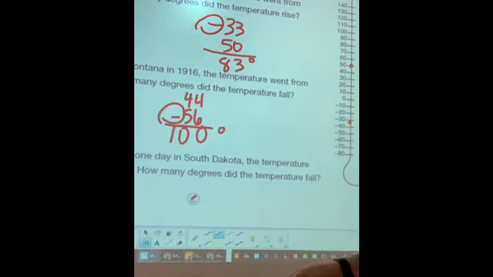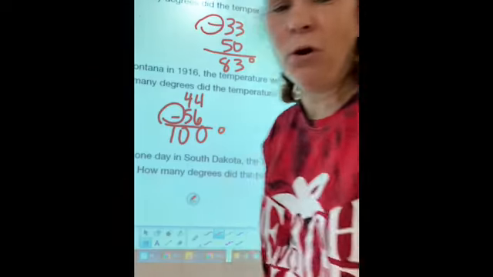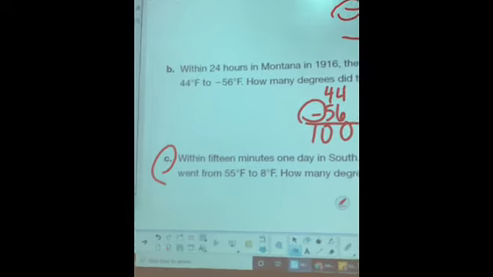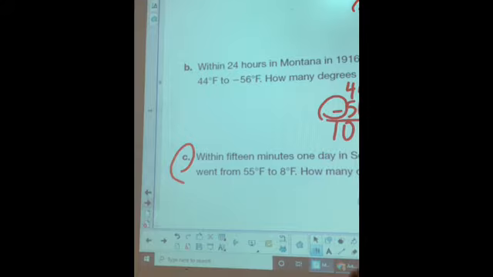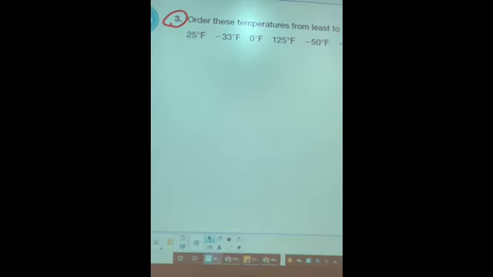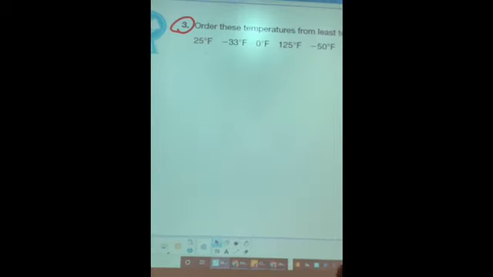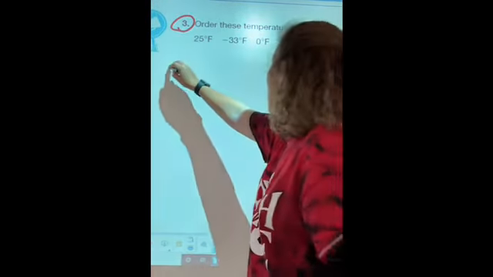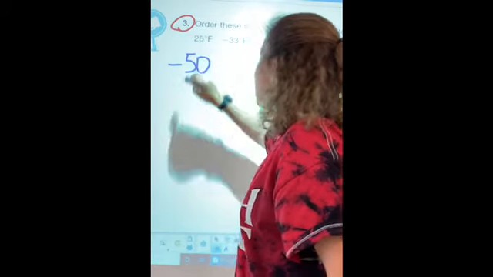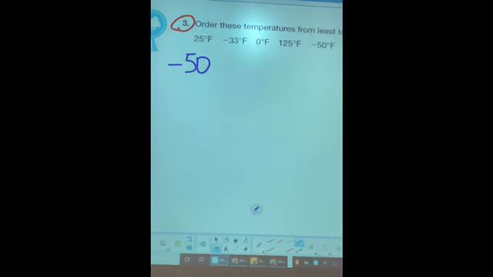So you're doing C for classwork homework. So circle C. Number 3, you should also know how to do. Just put them in order from smallest to biggest. Remember, we're starting with the biggest negative number first. So I'm going to start you off, and I'm going to give you a hint that negative 50 is the smallest number. So go ahead and finish that out.